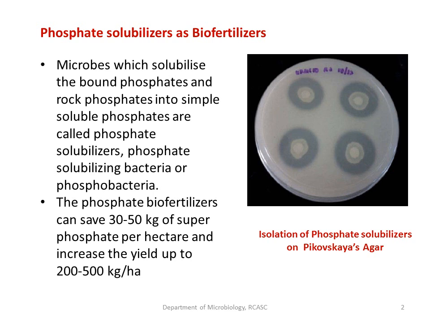Because of the application of such phosphate solubilizing microorganisms, we can save around 30 to 50 kg of superphosphate per hectare. Superphosphate is one of the chemical fertilizers. Also, the use of phosphate solubilizing microorganisms increases the yield by 200 to 500 kg per hectare. So let us study the significance of these phosphate solubilizers and a few examples of them in detail in this lecture.